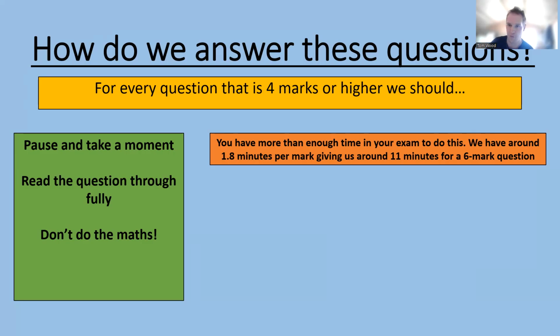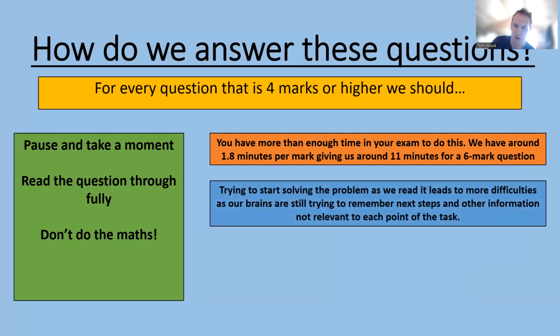They get pulled off track a little bit, and they're trying to remember what the next steps are and what they need to do next while they're doing the maths. And this is where people get a little bit confused. So trying to start solving the problem as we read it just does lead to more of these difficulties, as I mentioned. So the brain's trying to remember what the next steps are, and it's not focusing 100% on each of the tasks that we've got.